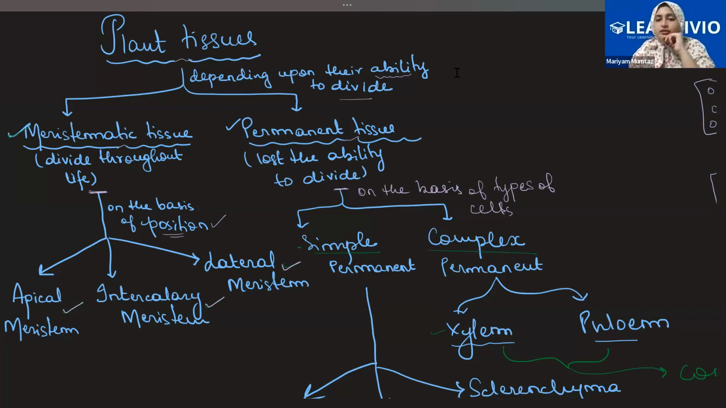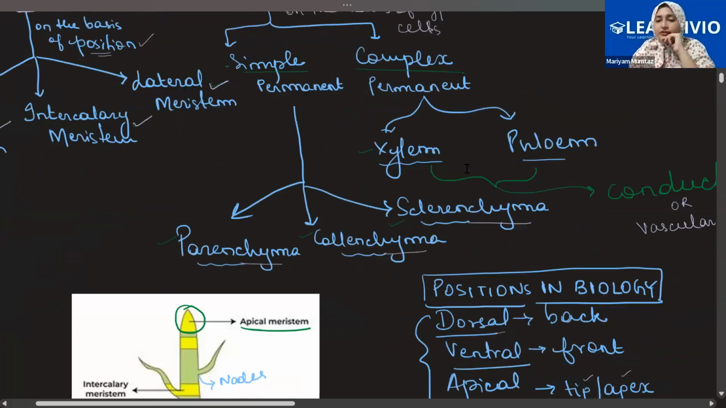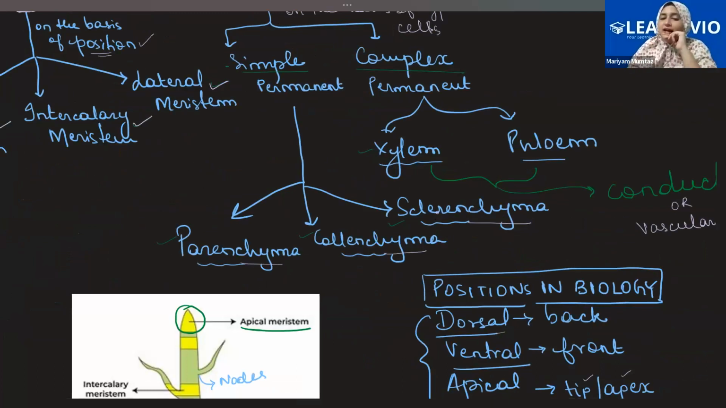Now, the simple permanent tissue has been further divided into three types: parenchyma, collenchyma, and sclerenchyma. And the complex permanent tissue is divided into two, that is xylem and phloem. These are the conducting tissues of the plant. They help in the transportation of water and the transportation of food.